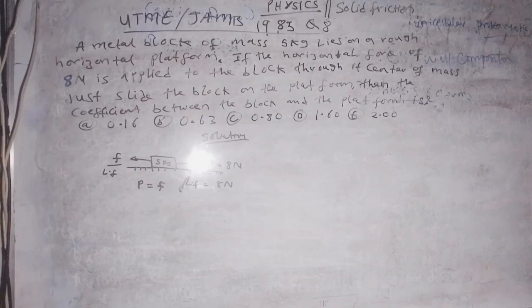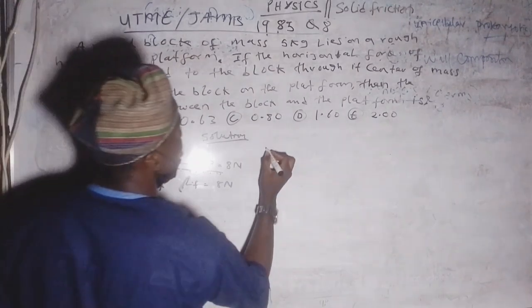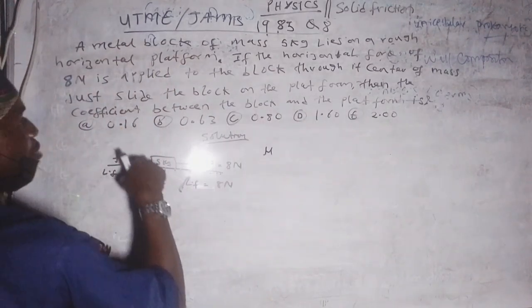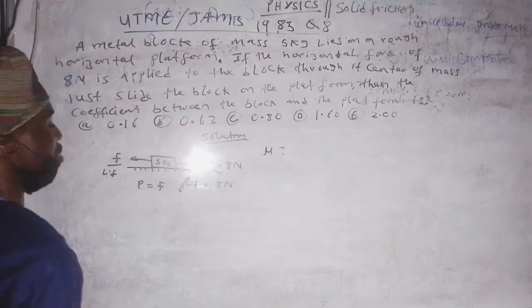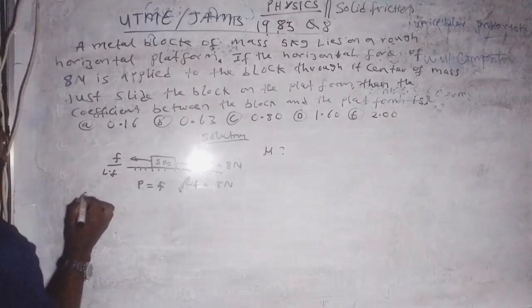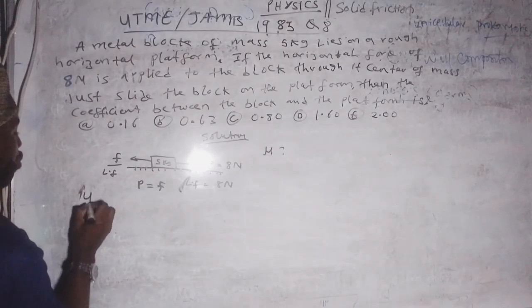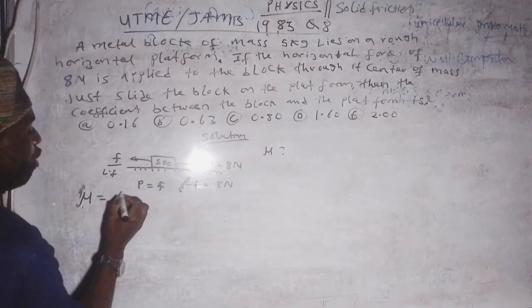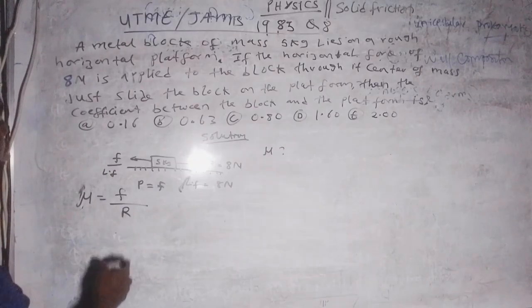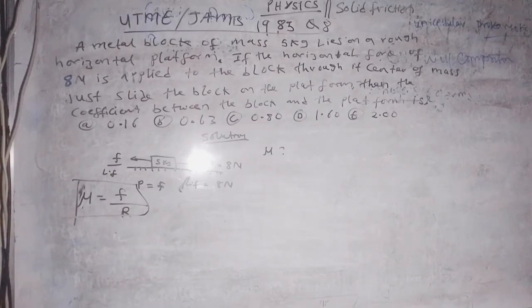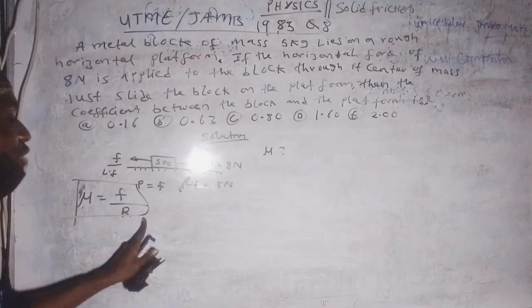Then the coefficient between the block and the platform. They ask us to get the coefficient between the block and the platform. What is the formula for the coefficient of static solid friction? The formula is the ratio of limiting frictional force to the reaction. Don't forget this formula: coefficient of static solid friction is the ratio of limiting frictional force to the reaction.